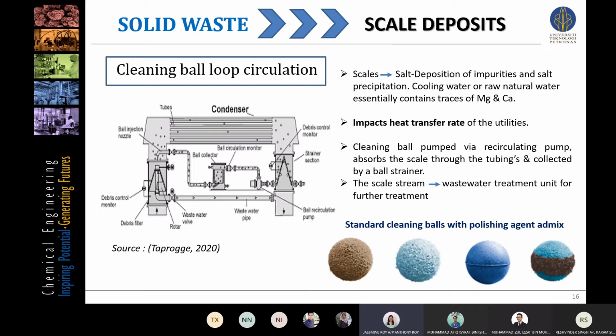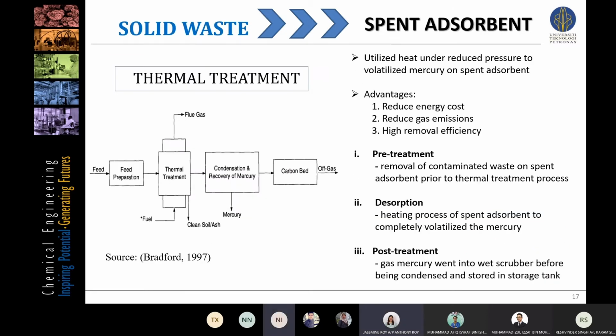The stream will then flow to the wastewater unit for further treatment. And the collected balls will be recirculated back into the system. I will then pass on to Amrila to continue the presentation. Okay. I'm Amrila. I will continue for the solid waste treatment of spent adsorbent in MRU process unit.